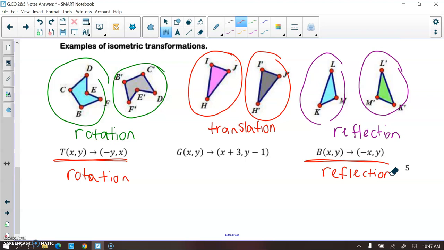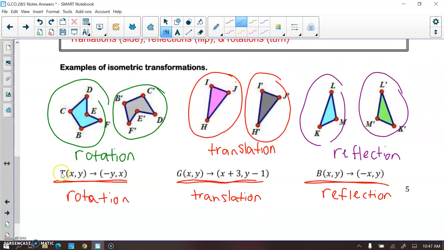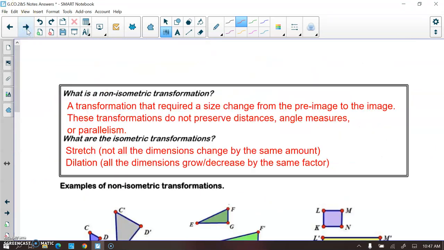Now, a translation's easy to recognize because with a translation, you're always adding or subtracting a number from your X and Y value. Whereas with the rotations and reflection mapping notation, there's negatives thrown into the mix. Sometimes you will have to flip your X and Y value around, and we'll learn later the differences between how to determine if something's a reflection and how to determine if something's a rotation based on the mapping rule that we see. But that's it, isometric transformations.